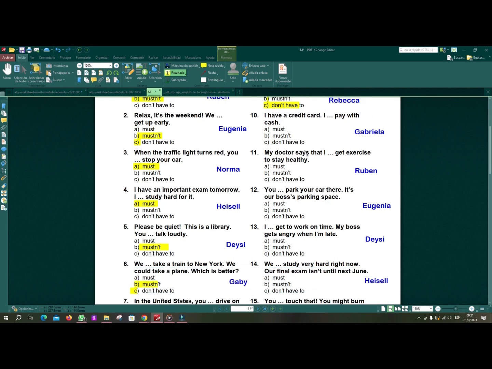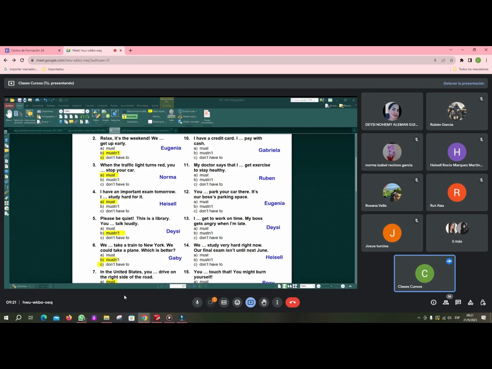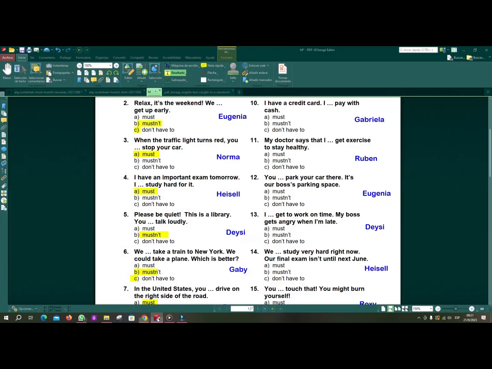What about 10? Gabriela Rosa, do you have that one? Sorry, Gabi? Mustn't. Oh, okay, let's see. It says, I have a credit card. I paid with cash, so you mustn't. Okay, you can use mustn't or don't have to. That is less strong than that one, but that's okay. Nice. What do you think about this one, Mr. Ruben? 11.